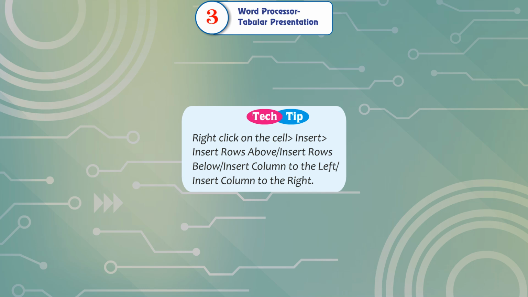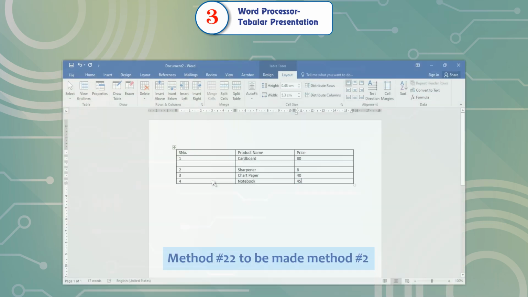Tech tip. Right-click on the cell. Insert rows above, insert rows below and insert column to the left, insert column to the right.